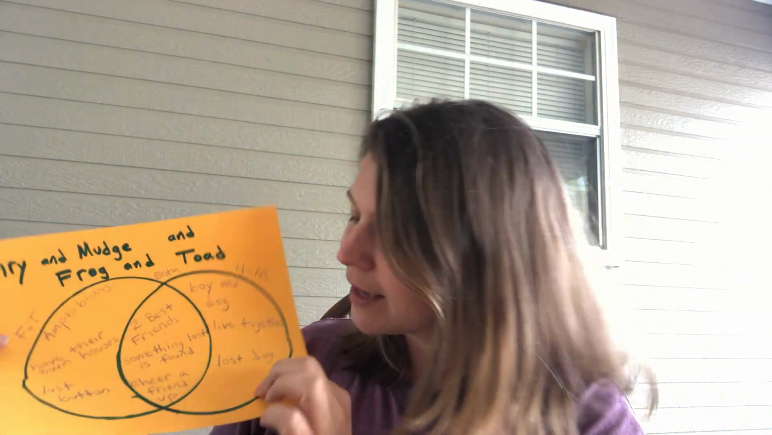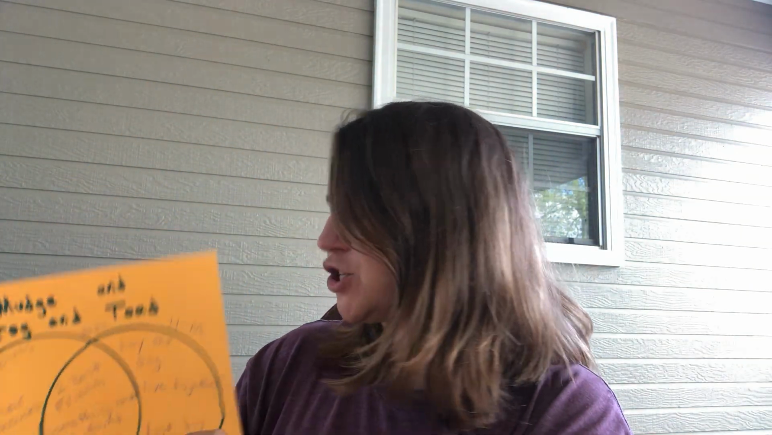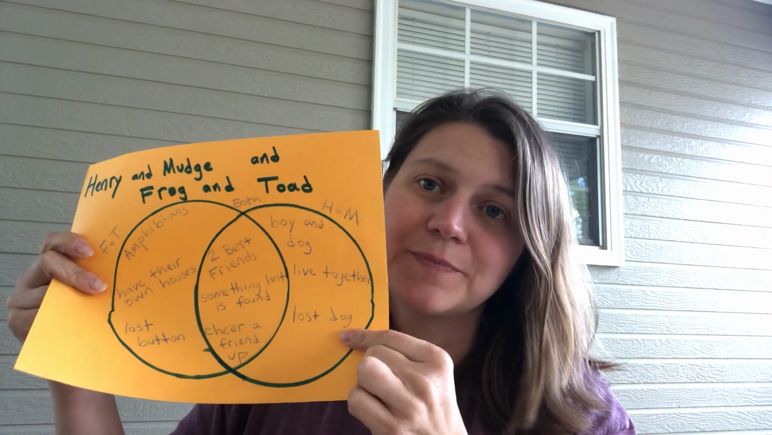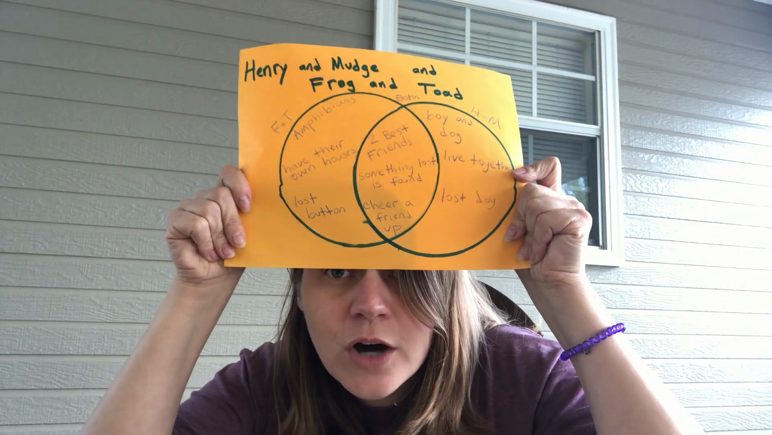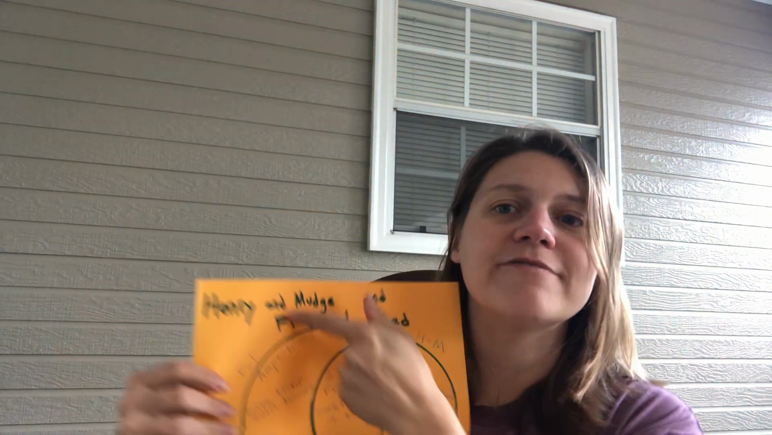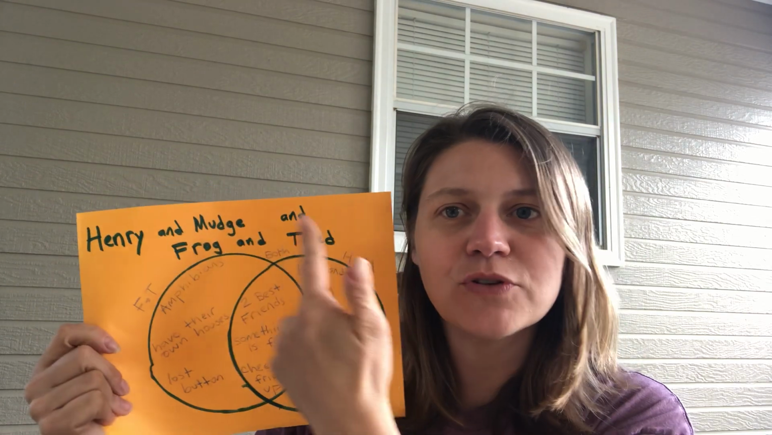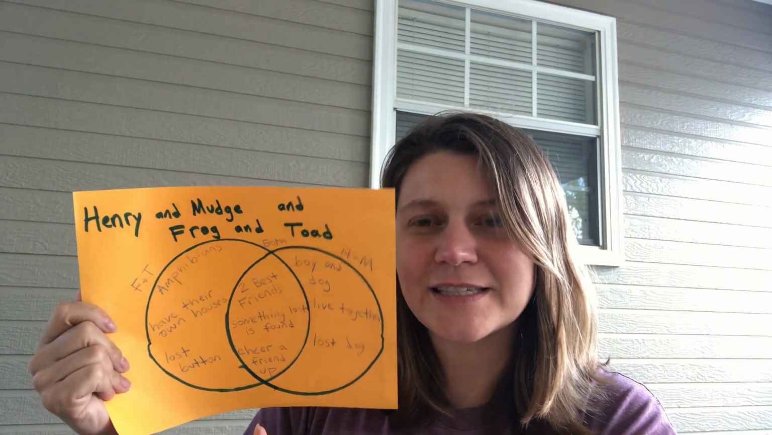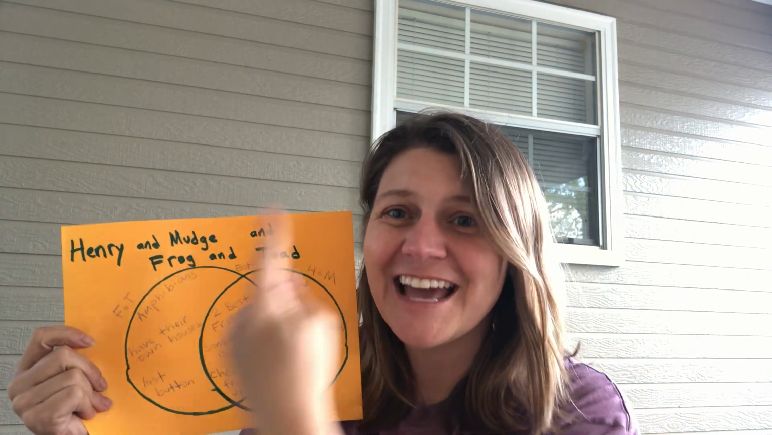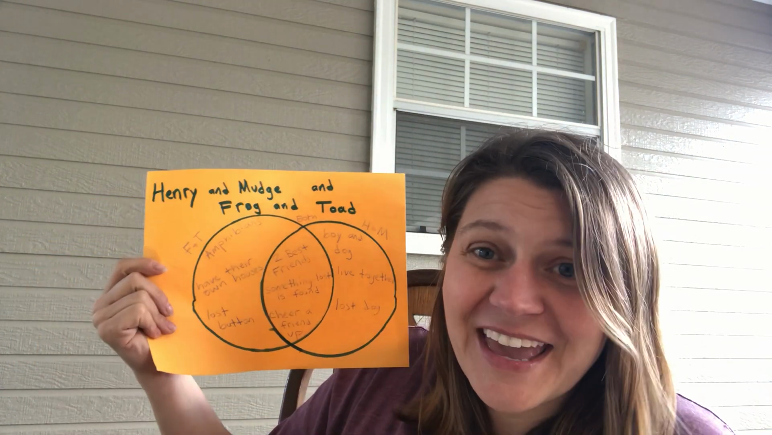In Frog and Toad, the lost thing is a button. And in Henry and Mudge, the lost thing is a dog. 3 similarities, 3 differences. When you complete this challenge, you will have a Venn diagram consisting of 2 overlapping circles. You will have a title. You will have labeled your circles. You will have 3 similarities and 3 differences for each thing.